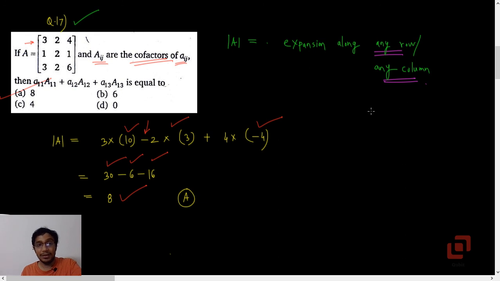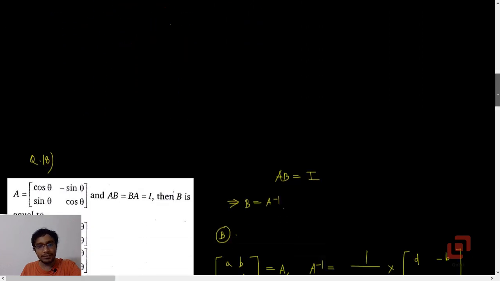We are more familiar with expanding the determinant along the first row. So if it comes, let's say, second column or third column, you will be in an awkward situation. But if you know that this expansion is nothing but the determinant of A, then no matter which column or which row you use, you will always end up getting the determinant's value. So that is the key point here. Question 17 done, let's go to 18th.